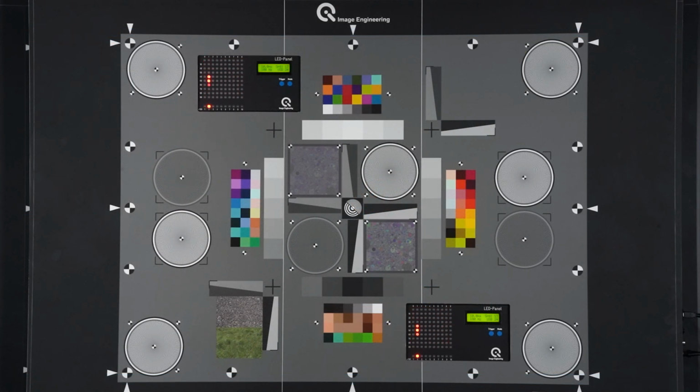We have also incorporated the LED panel into our multipurpose low light test chart. With this chart, you can measure the essential timing parameters in addition to a variety of image quality factors, all in one image. Altogether, the LED panel is a powerful solution for camera timing measurements and has become one of our most popular products.